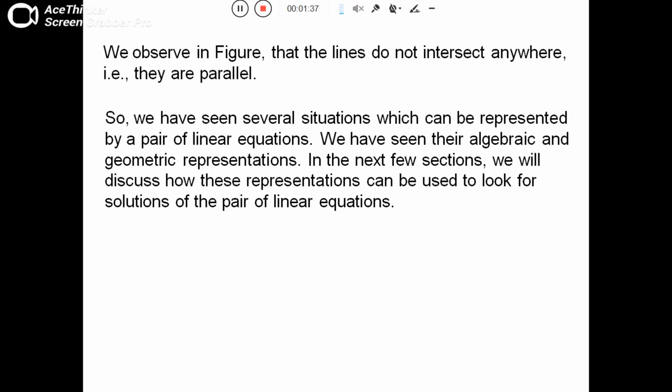So children, see the videos carefully and understand the concept of the pair of linear equations, those three conditions. First, a unique solution means the lines are intersecting at one point. Second, the lines are coincident, giving infinitely many solutions, and these two conditions are called consistent. And the third condition is when the lines do not intersect anywhere, it means the equations are called inconsistent.